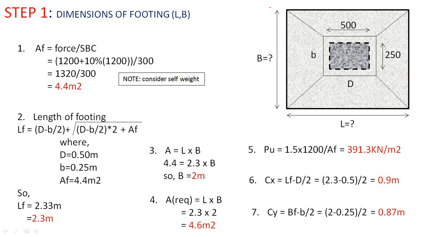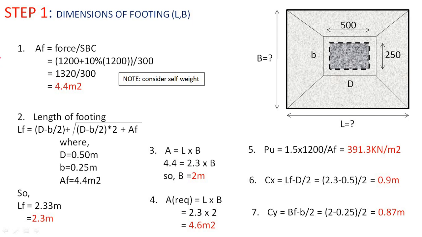In the first step, we have to find the area of footing. For the area of footing, we take force divided by SBC. The force is the load coming from the column, which in our case is 1200 kilonewton. Plus we have to consider the self weight, so we add the self weight as 10%, and we divide it by the SBC. So we will have the area of footing as 4.4 meter square.